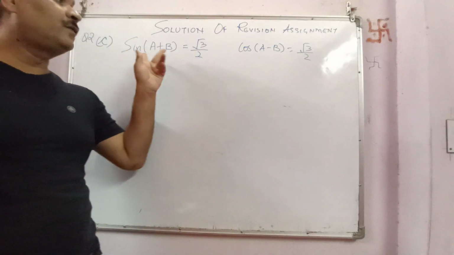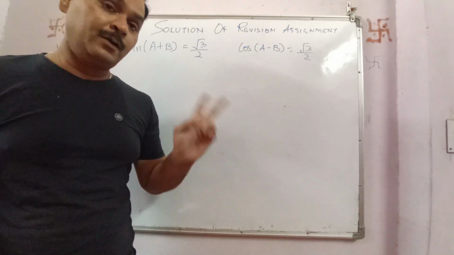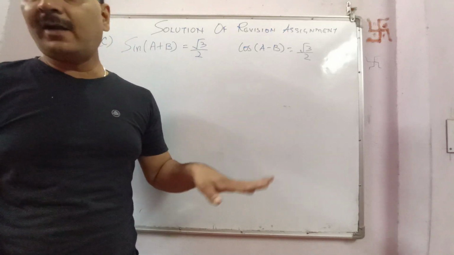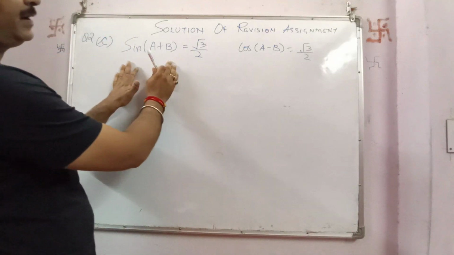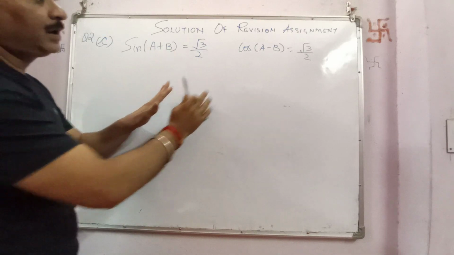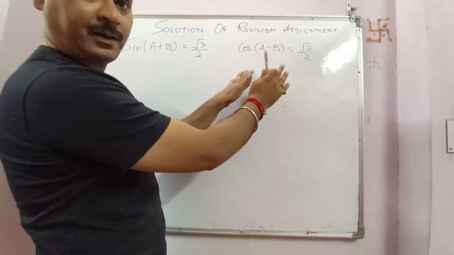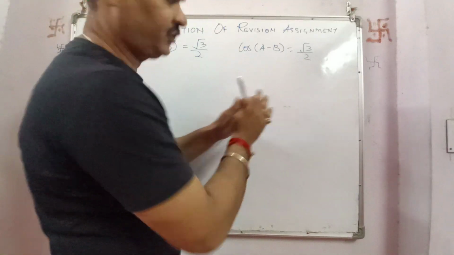Now, so as to find out the values of the two variables, we must form at least two equations in the same variables. For that, two conditions must be given to us. This is given to us, that sine of angle A plus B is root 3 by 2, which is one condition from which we will form one equation, and cos A minus B is equal to root 3 by 2 is another condition, and from that we will form another equation.